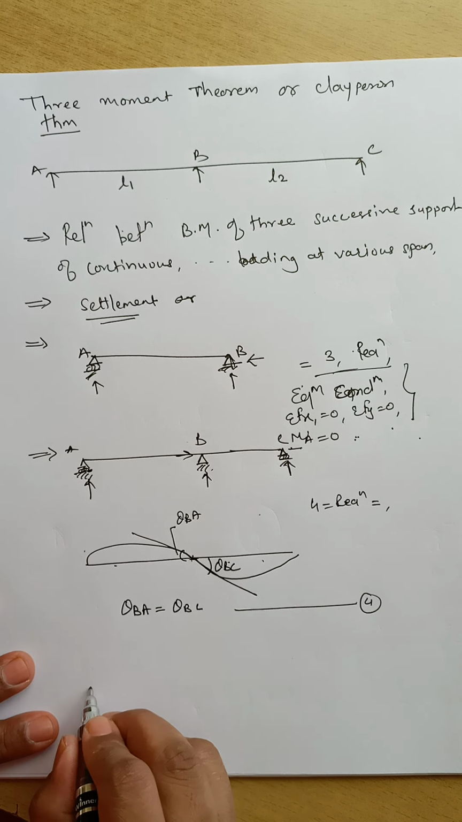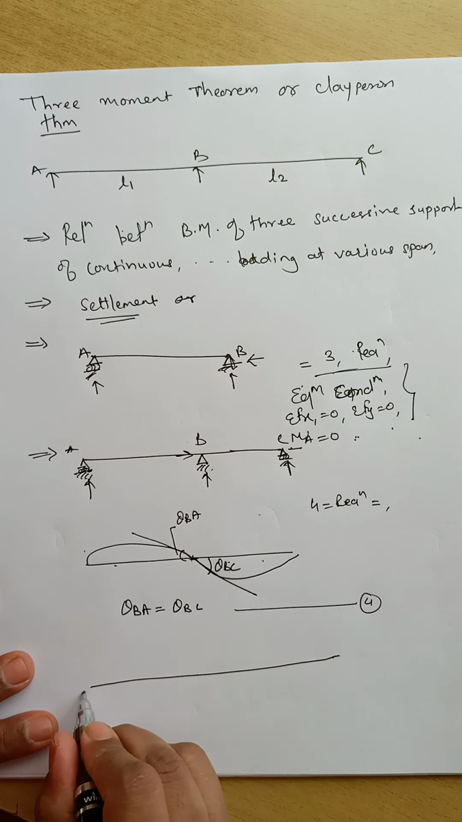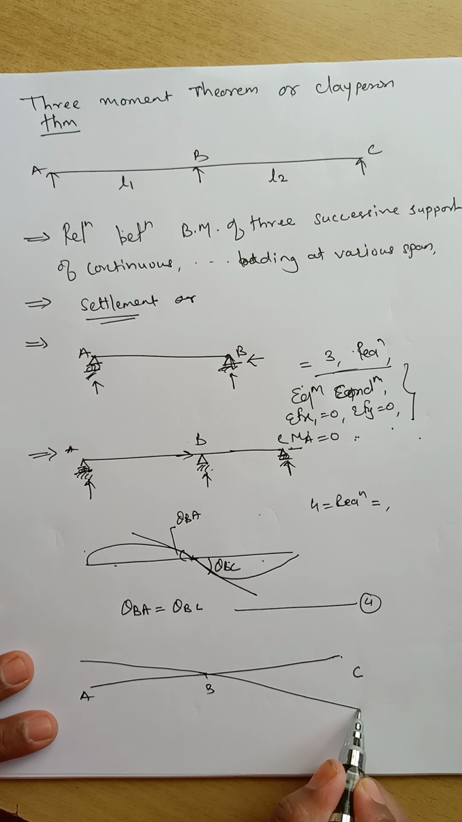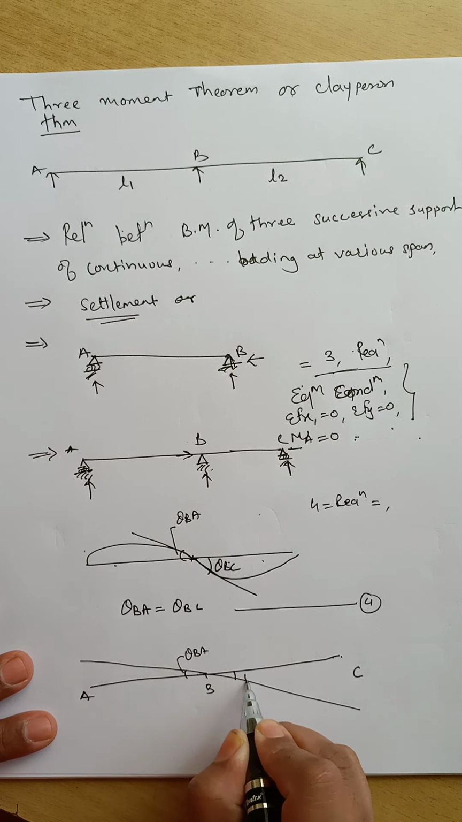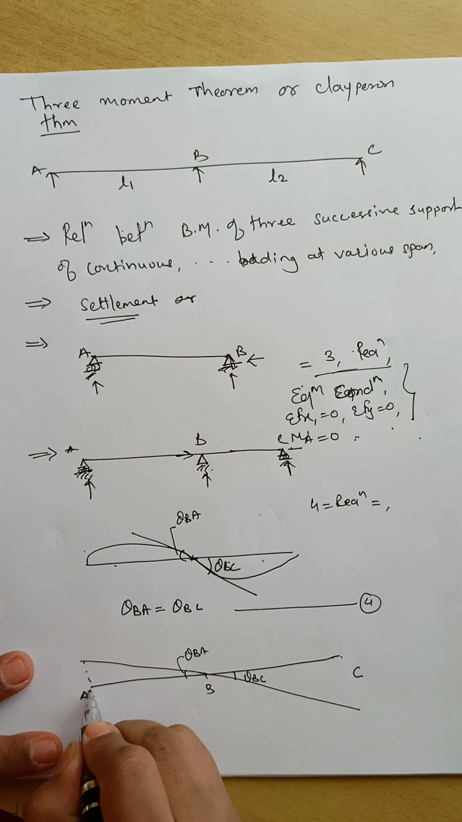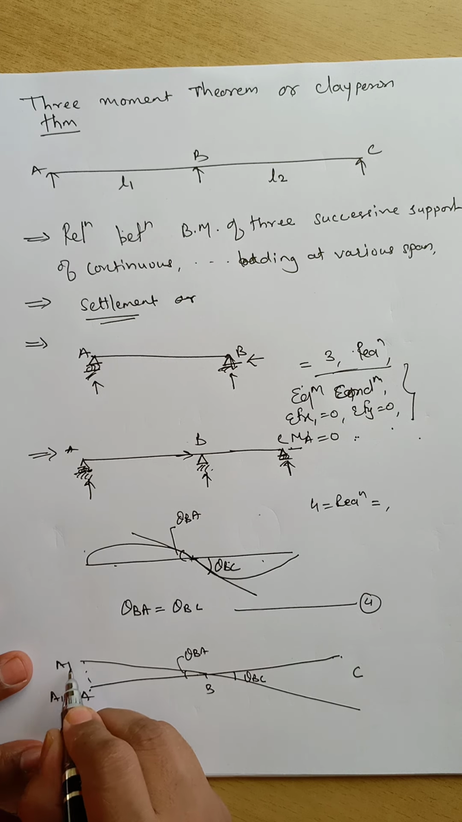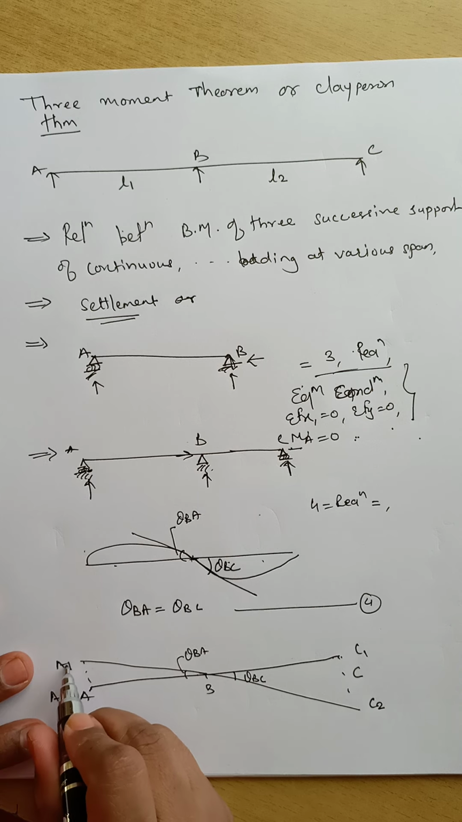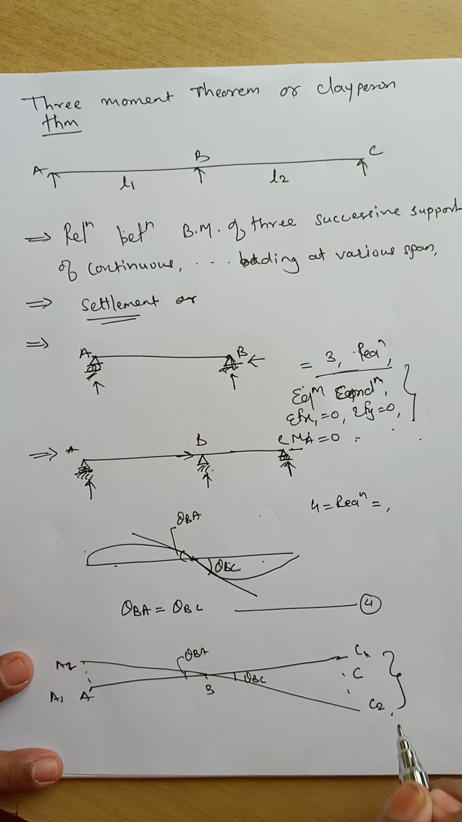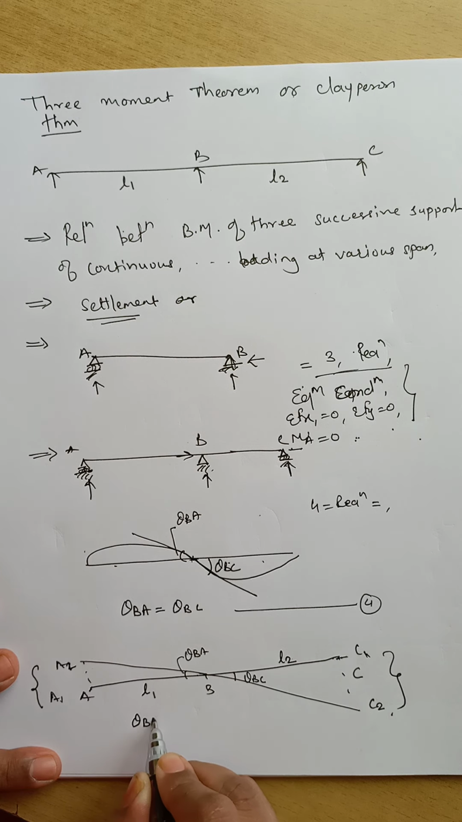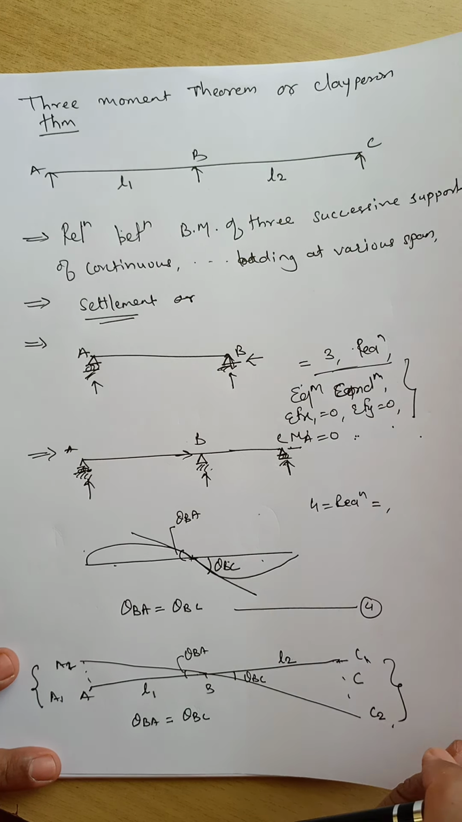Now suppose I consider a deflection diagram of beam with supports A, B and C. Here I draw the tangent of the slope, the tangent of the elastic curve: theta BA and theta BC. The deflection at point A is A1 to A2, and the deflection at point C is C1 to C2, with spans L1 and L2. The compatibility equation for B is theta BA is equal to theta BC.